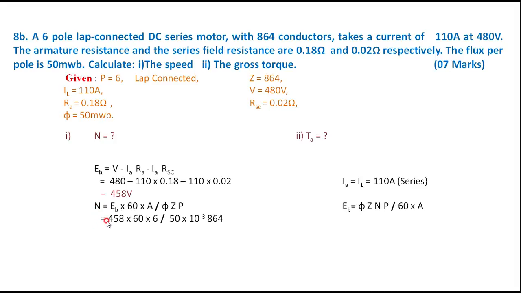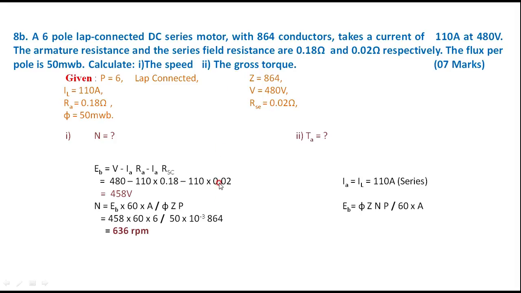Then all the data are known, you just have to substitute in this. Then what we are getting here is the speed of the DC series motor, 636 RPM. Then you also ask the gross torque, that is the gross torque.